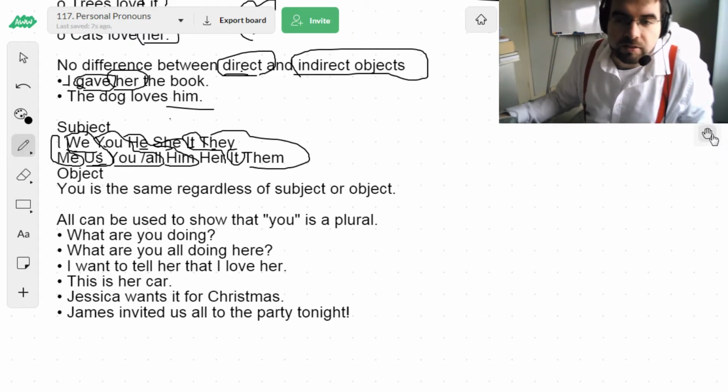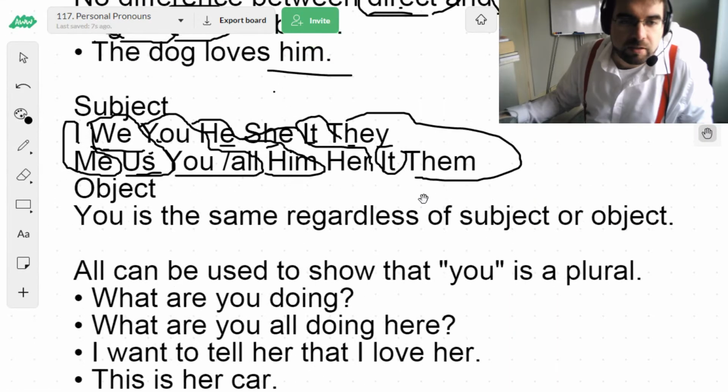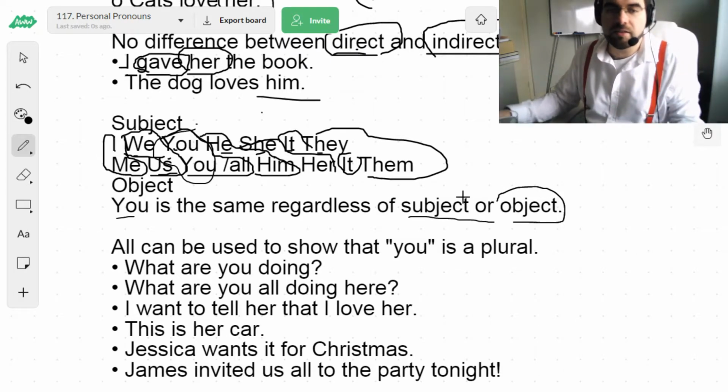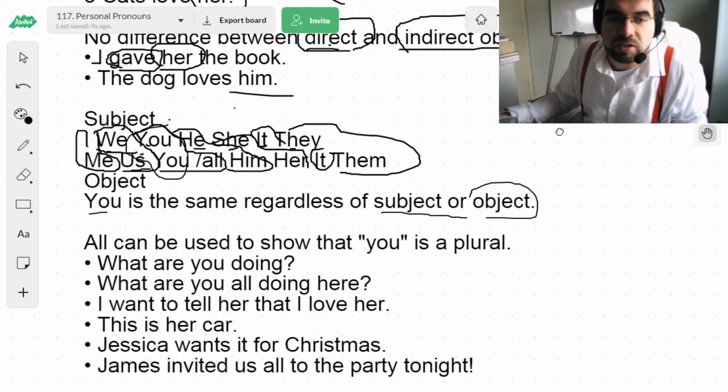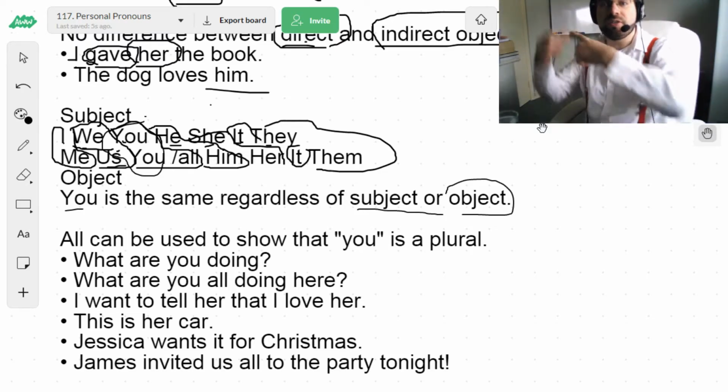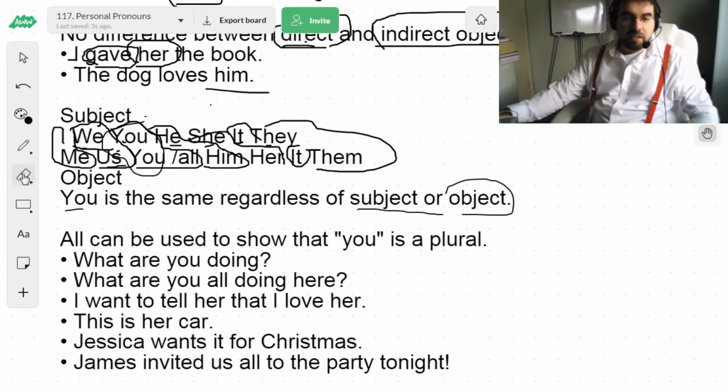You even. Let's zoom in a little bit. You and you are always the same. You is the same regardless of subject or object in a sentence. I am going with you to Spain. You are coming with us to Spain. Or you all.